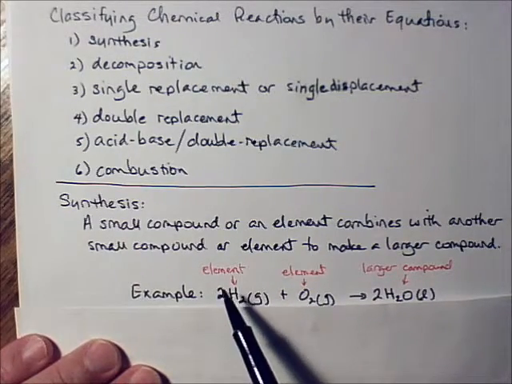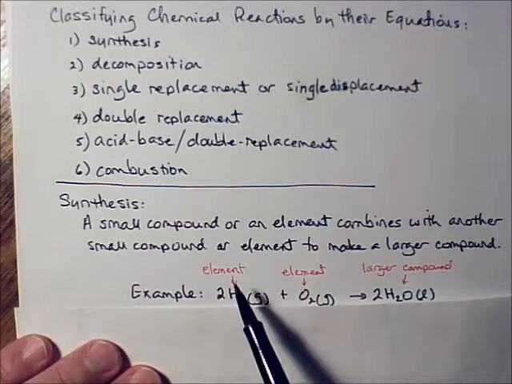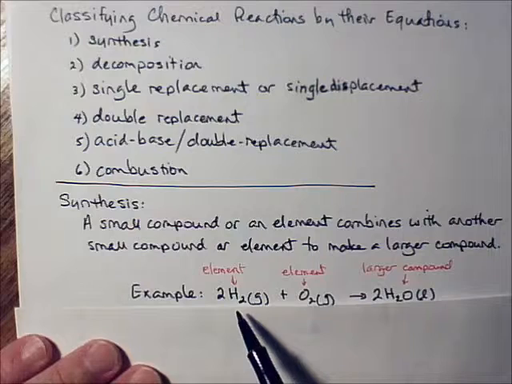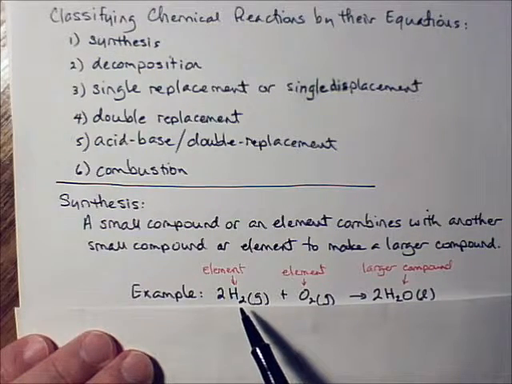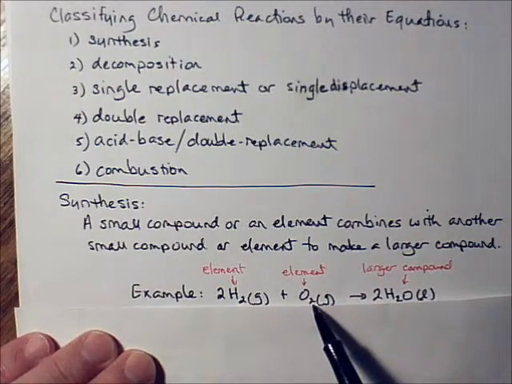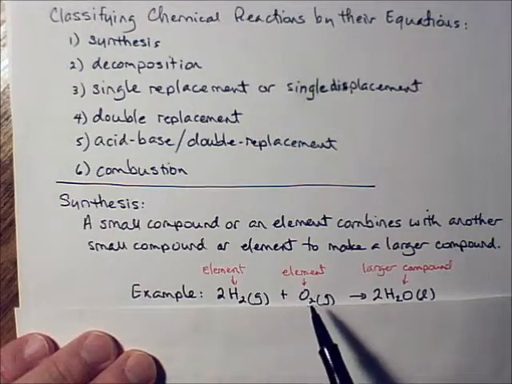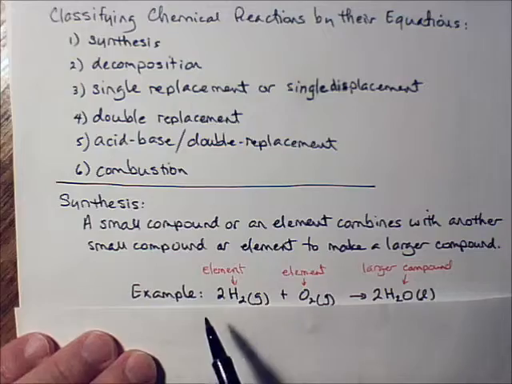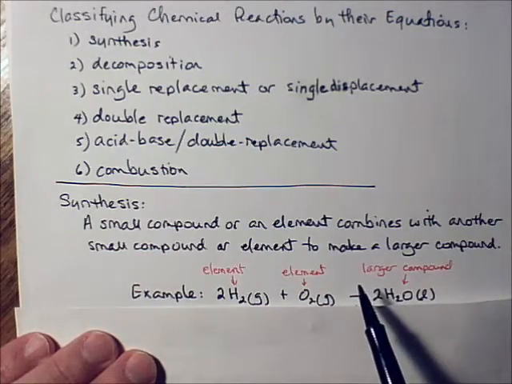Here's hydrogen gas. It's an element. It's a diatomic element. Remember we did this in the last unit. There were 7 diatomic elements you needed to know about. So this is the elemental form, the most common elemental form of hydrogen, the most common elemental form of oxygen. So this is an element too. We're putting 2 elements together to make a larger compound. And so this is synthesis.